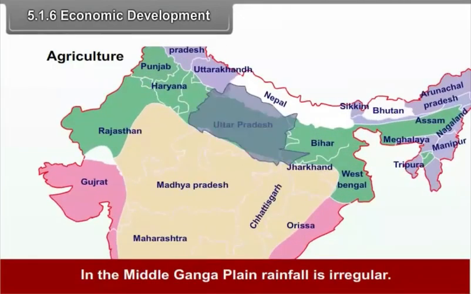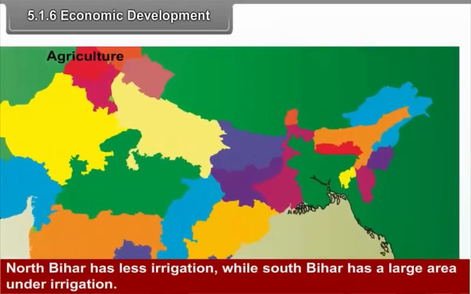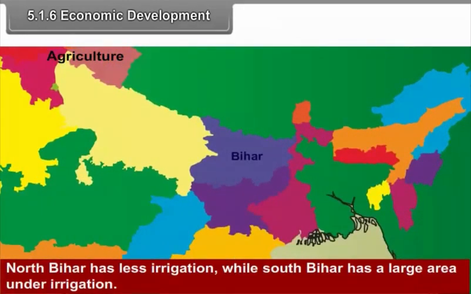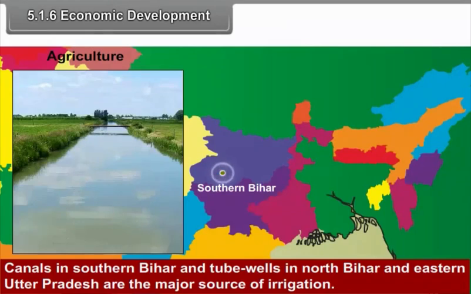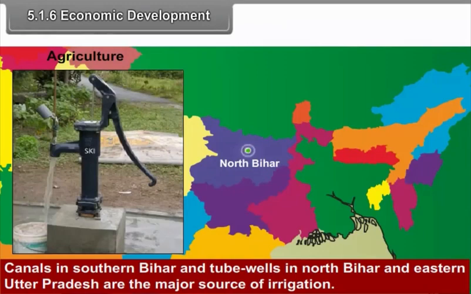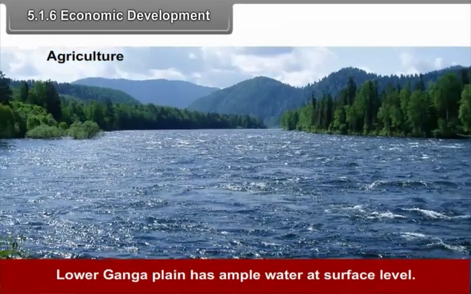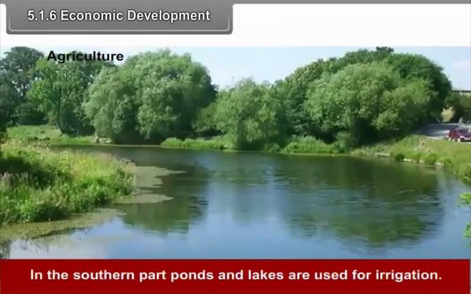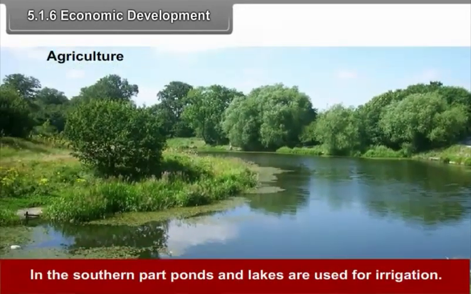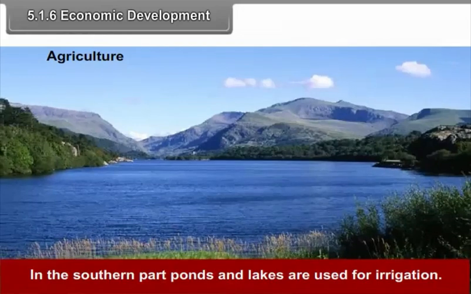In the Middle Ganga plain, rainfall is irregular. North Bihar has less irrigation, while South Bihar has a large area under irrigation. Canals in southern Bihar and tube wells in North Bihar and eastern Uttar Pradesh are major sources of irrigation. Lower Ganga plain has ample water at surface level. In the southern part, ponds and lakes are used for irrigation.